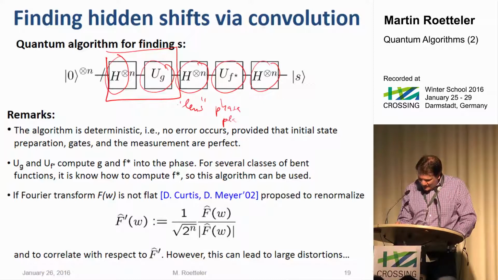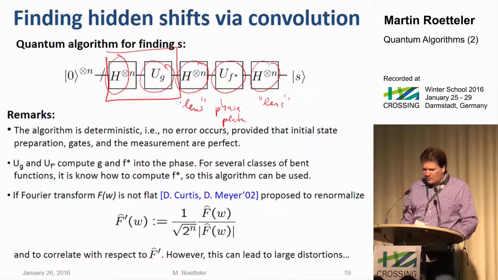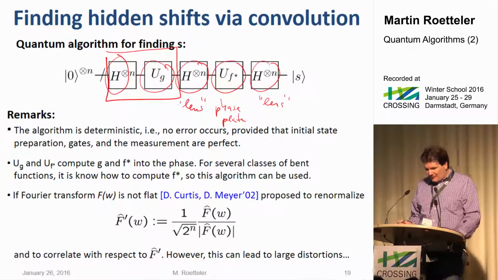It's like a phase plate. And that's again another lens. It's like an optical convolution, only that we do it now in a quantum memory using the Hadamard transform. So the catch is really that the function you care about might not be flat.